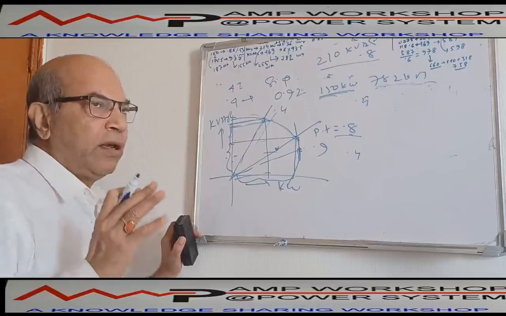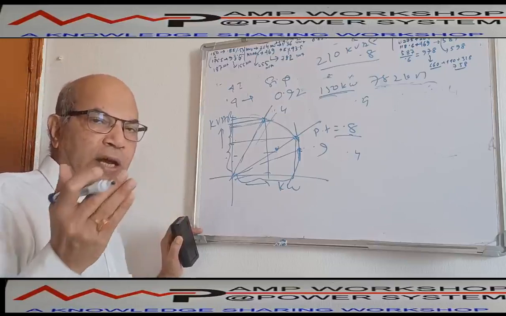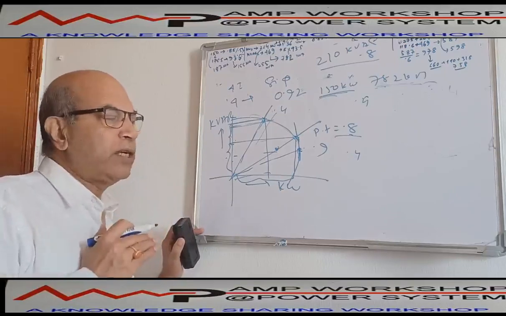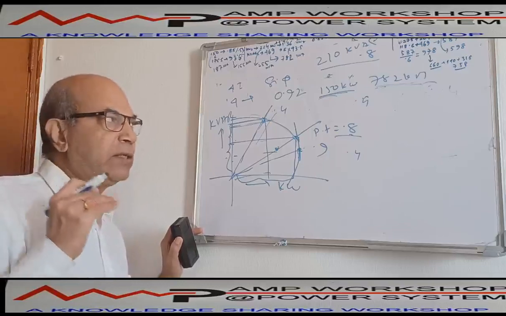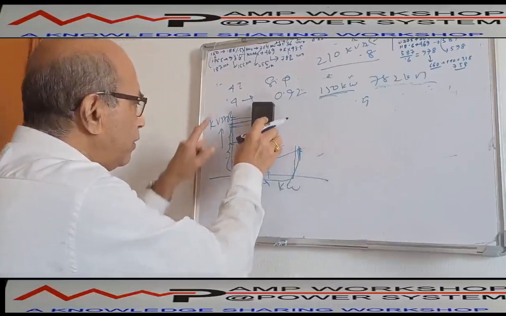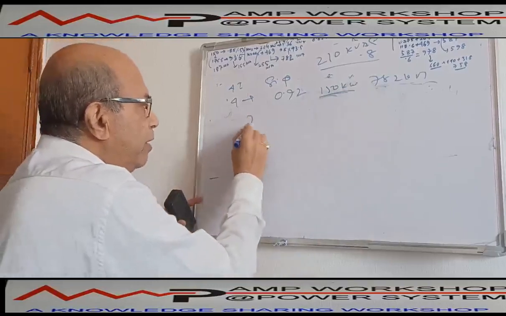In that case, if we size the generator in such a way that this overload can be taken care of by the generator, then we can occasionally overload the generator, and 50% overloading is allowed for 30 seconds as per IEC. Considering that aspect and this capability curve, we can reduce the generator size for the 782 kVA generator.